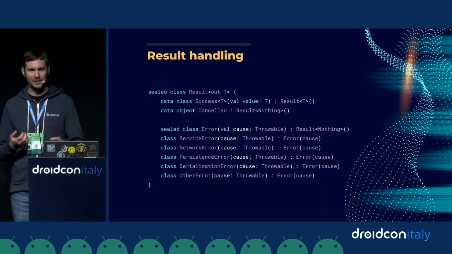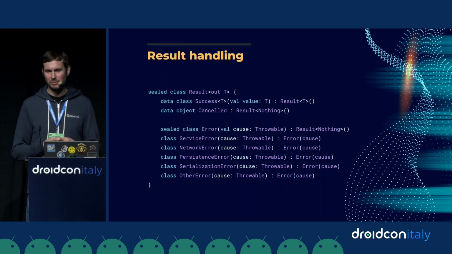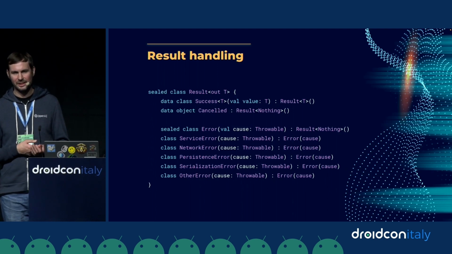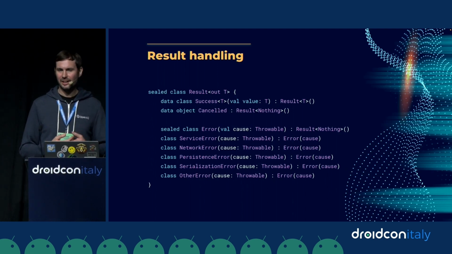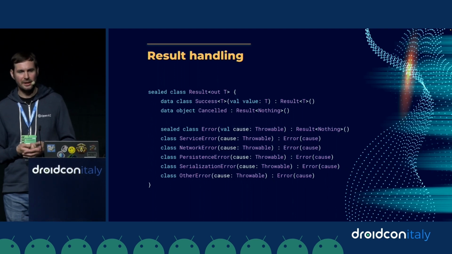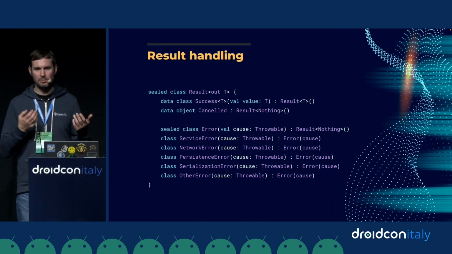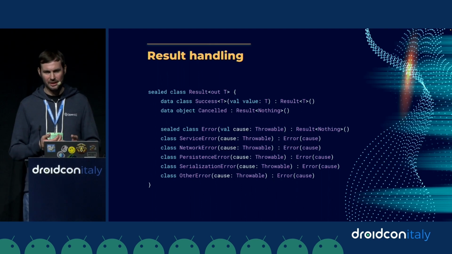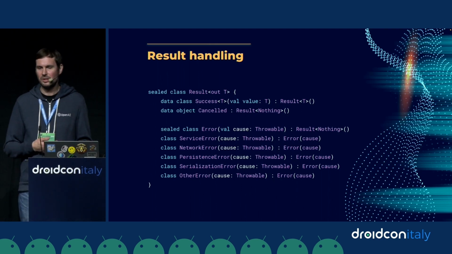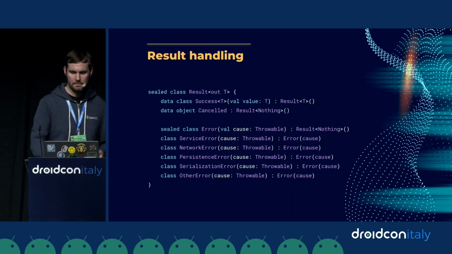In the end, we decided to create a custom result sealed class. That's what you see on the screen here. It basically has some generic error subtypes that we can handle differently in the UI. And the nice thing is we use it across the app, so it's easy to propagate the result to where it makes sense to handle it. Usually, it's a ViewModel layer.